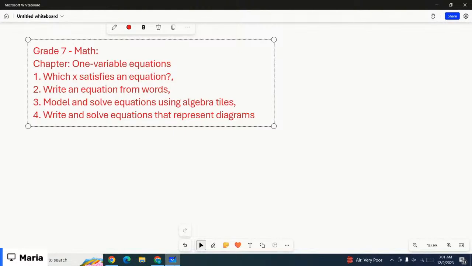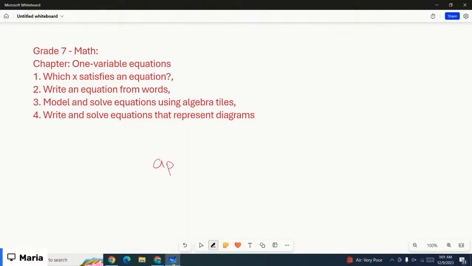We are here for grade 7 math. You can find all the lessons on aplusstudents.com. You have to log in there using your email address and password as provided by the administrator. Then you have to select math from the subject tab.